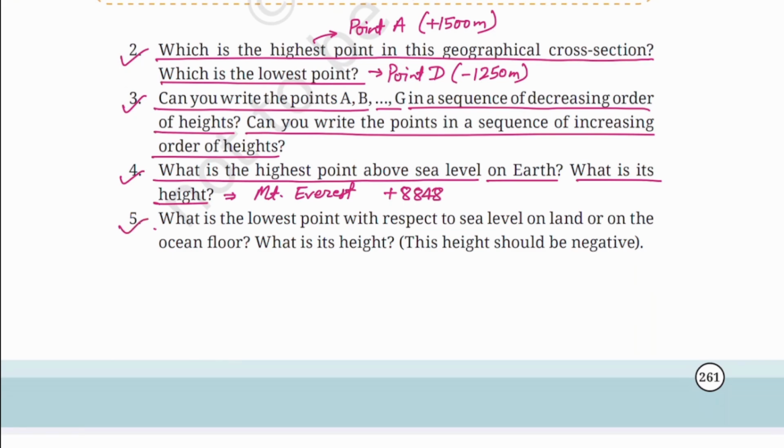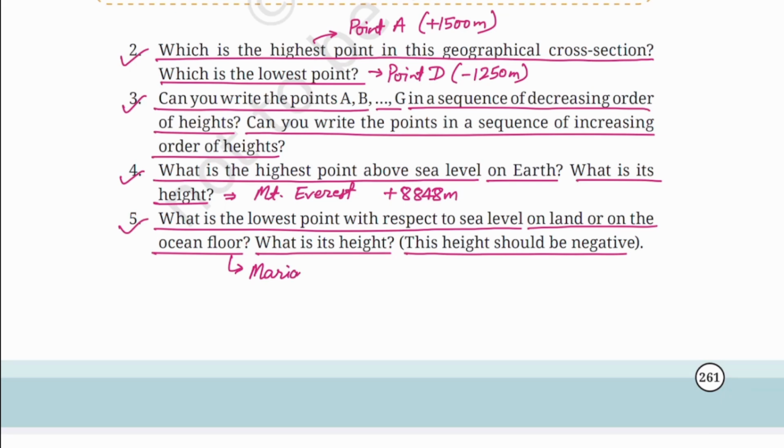5. What is the lowest point with respect to sea level on the ground or on the sea floor? What is its height? The height should be negative. Its answer is Mariana Trench. Its height is 10,984 meter.